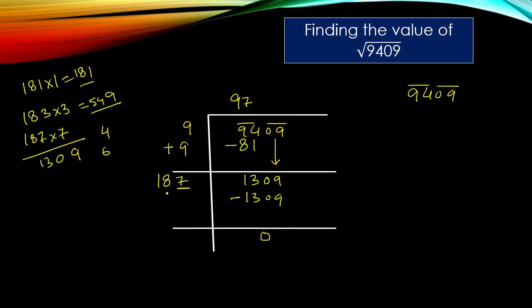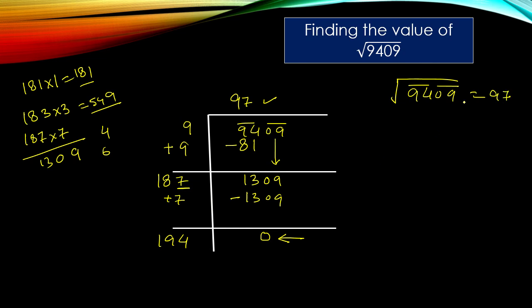Bringing down this 7 here to add, we now get the result 194. Whenever we get the remainder 0 and this number is double of this number, our process is correct, and we can say the square root of 9409 is 97.